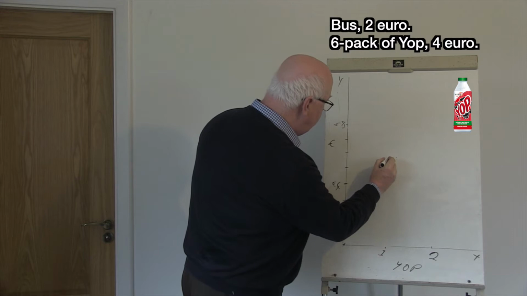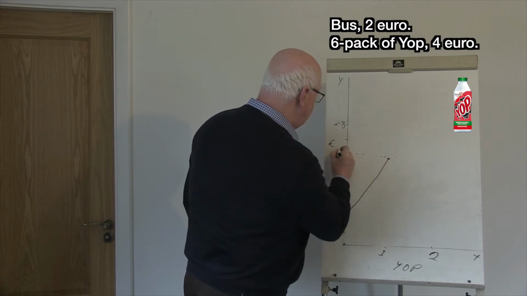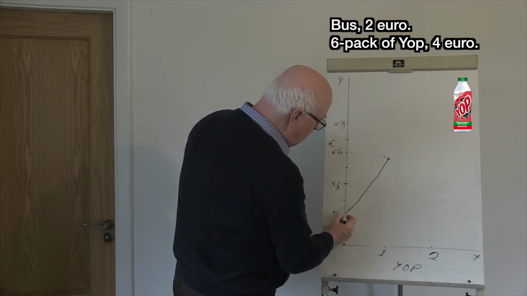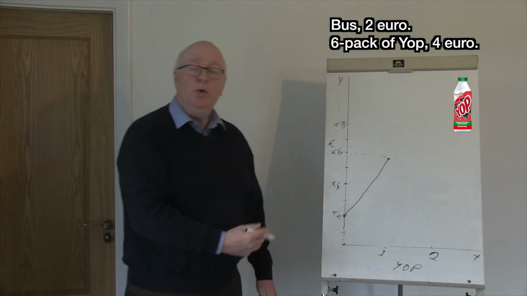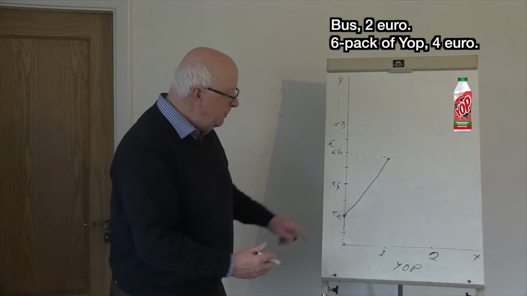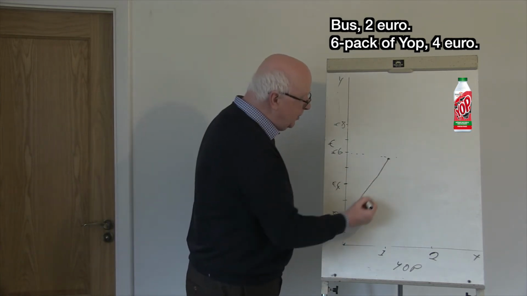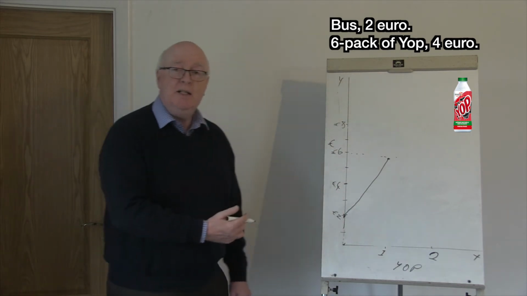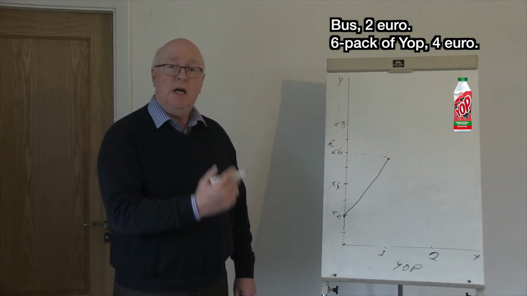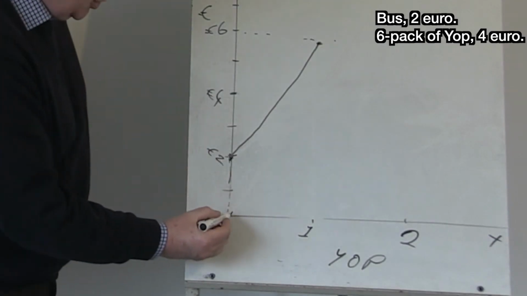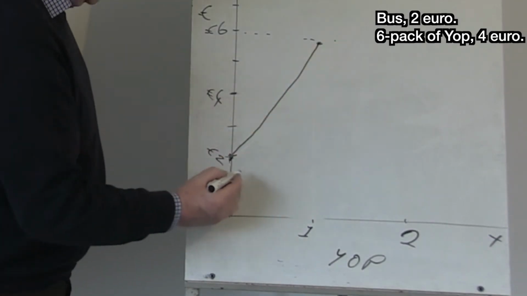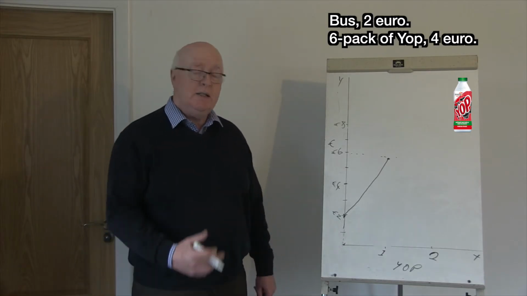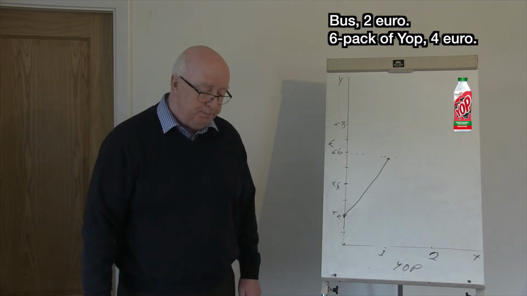So up there, roughly speaking, it's across there from €6. So what you have done there is you've spent €2 on the bus, and then you had to buy your packet of Yops for €4. So the whole thing is going to cost you €6. This is an example where it is not directly proportional, because the origin of this straight line is not down here, it's up here instead. So that's one example where it is not directly proportional.